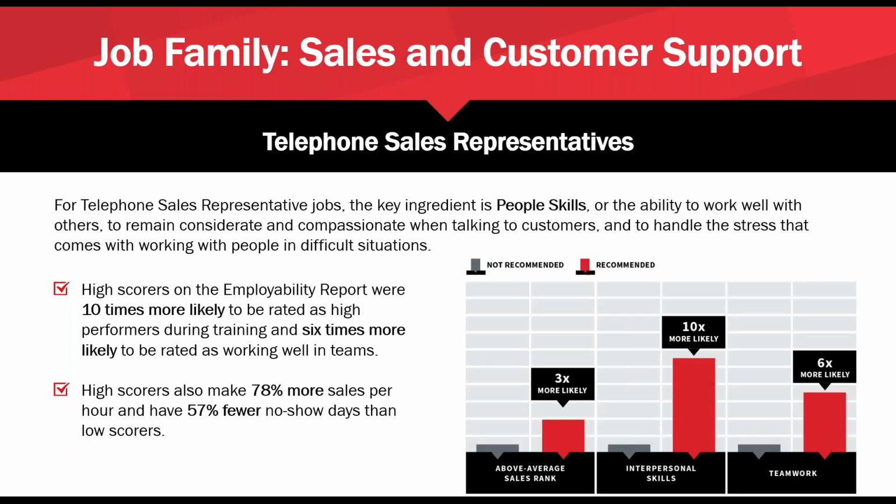When you think about sales and customer support roles, this was a telephone sales representative job, not the easiest role in the world. Much like in the UK and elsewhere, telemarketers is what we typically call them. Again, individuals that are higher on employability are more likely to be rated as interpersonally skilled, perform higher during their 6 months probation, and work better as part of a team. The other thing you see is an increase in sales per hour, which is based on building relationships.